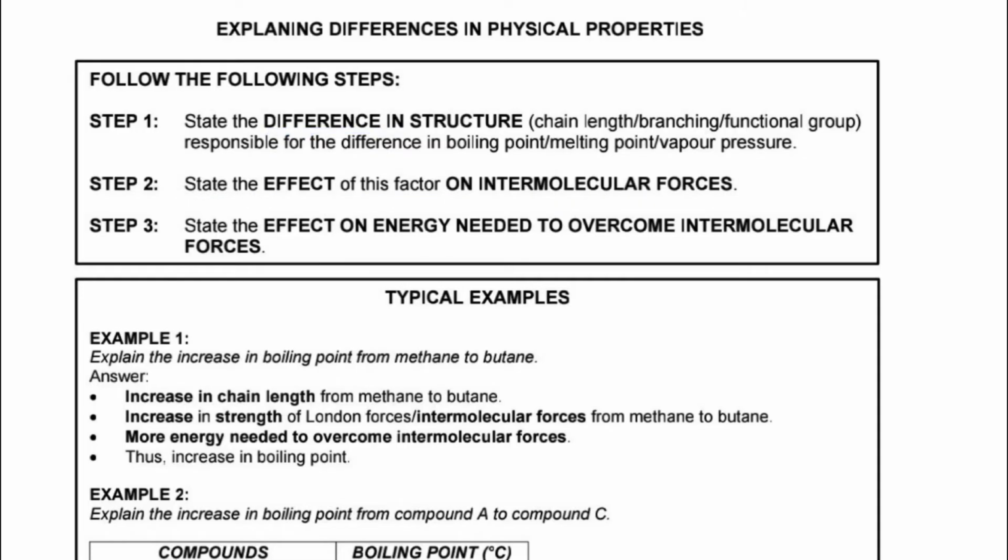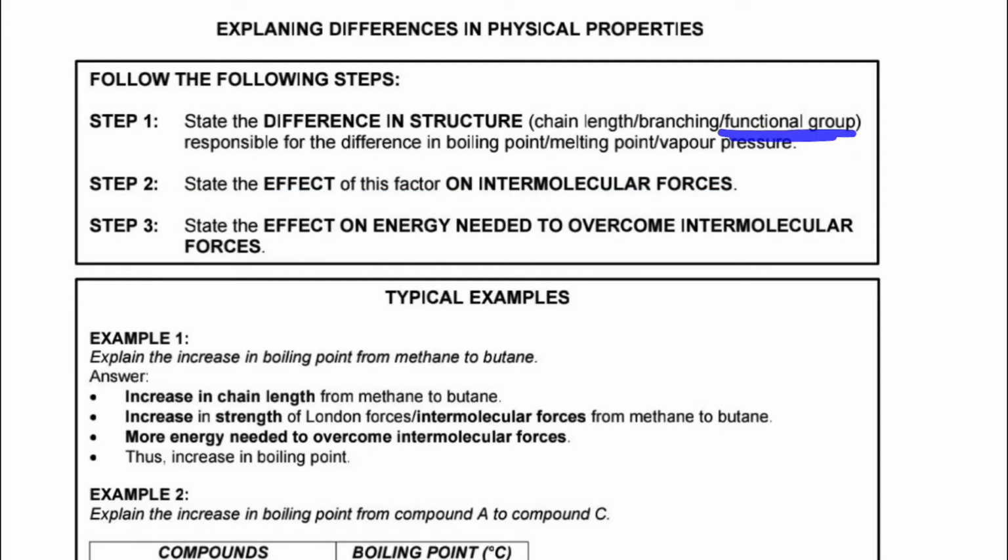So let's say the structure of A has a longer chain length than the structure of B, and then you state the intermolecular force. The one that has a longer chain length has a stronger intermolecular force. Or you say structure A is more branched than structure B. That means structure A, if it's more branched, has a weaker intermolecular force, right?